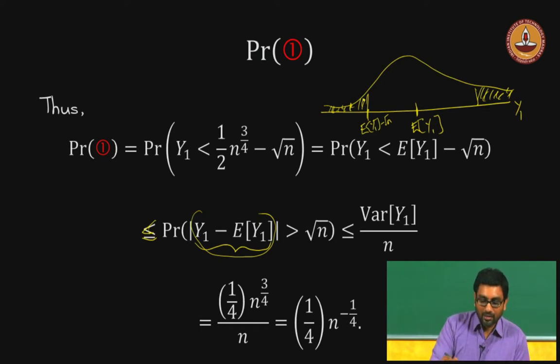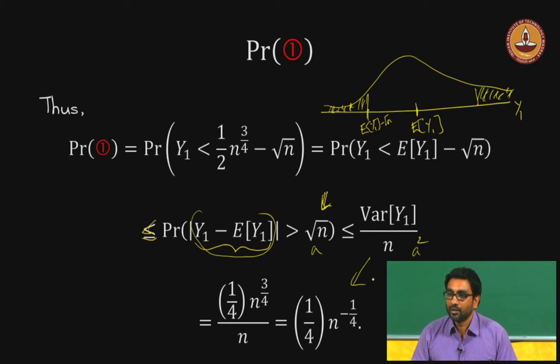Okay. And this form is now exactly the way we want for applying Chebyshev bounds. The probability of the absolute value of a random variable minus its expectation exceeding some quantity, square root of n in this case, is at most the variance of y1 divided by the square of this quantity, right. So, if it was a here, it will be a squared here. It is square root of n here, so it is n over here, and if you work it out, variance of y1 is n to the 3/4 divided by 4, divided by n, it works out to 1/4 times n to the minus 1/4.